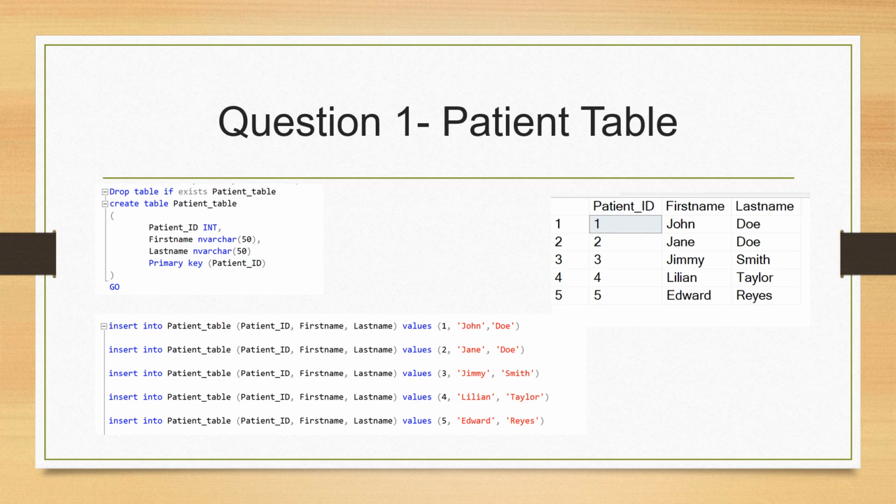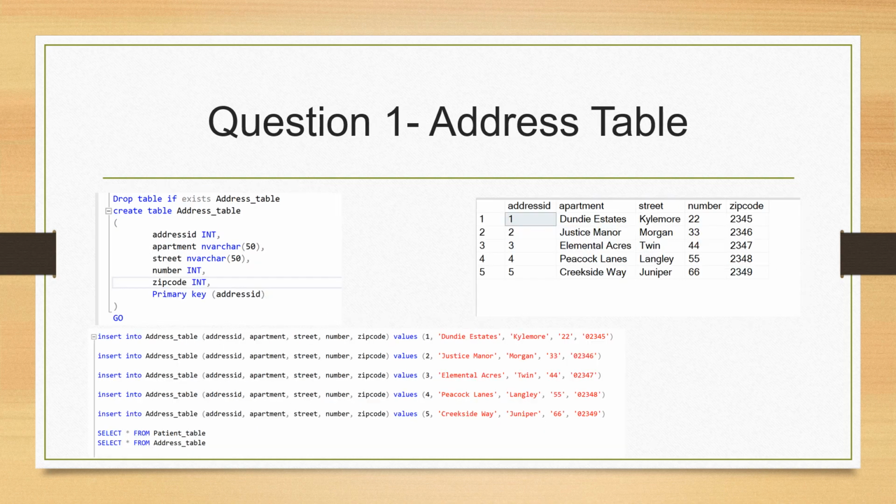Next, values are inserted into these 3 attributes to create 5 rows of data. The second part of this question is to create an address table using attributes of address ID, apartment, street, number, and zip code, and indicate address ID as the primary key. We also include integer and varchar accordingly. Values will need to be entered accordingly in a similar manner. We now have 2 tables, a patient table and an address table.